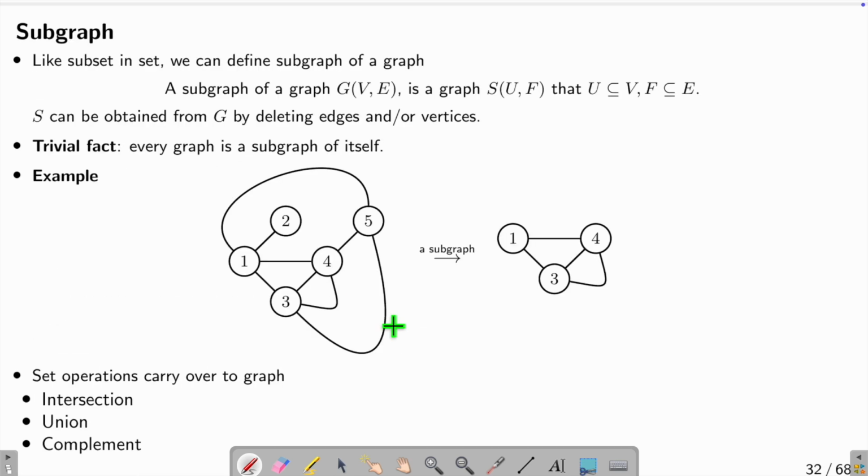Okay? So first we talk about subgraph. It's like subset. So what is a subgraph? You have subset, right? Then I will call it S. Subset starts with letter S. Then we just use the concept of subset. U is a subset of V and F is a subset of E, and that's it. So this is a picture example. This is a graph, and if I only look at this part, this is also a graph, and this is a subgraph of this guy.